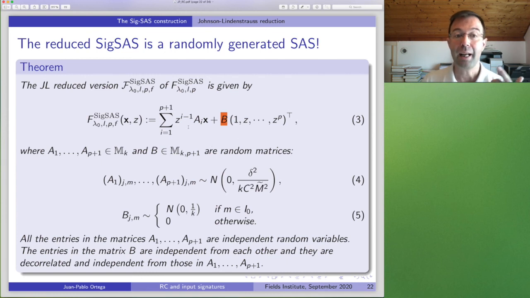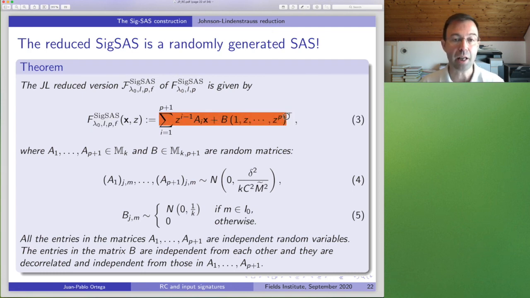And moreover, I am able to tell you what is the quality of the approximation that I will be obtaining and what it represents. So suppose that you have a 6-SAS system of this type that I generate by computing a few random matrices using this law.